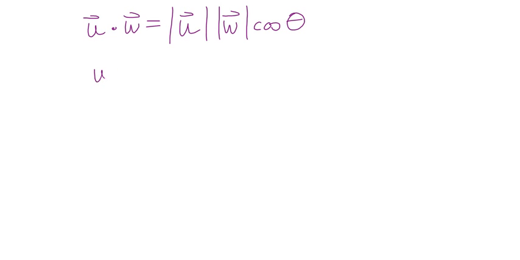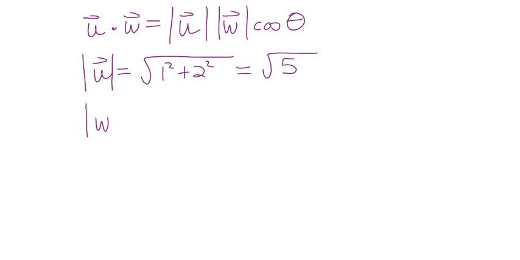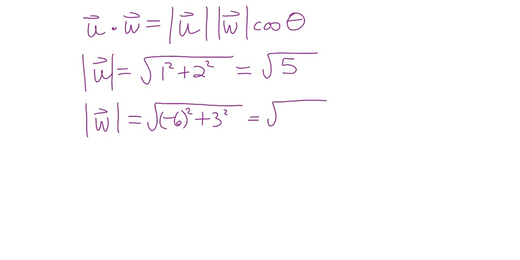The magnitude of U is the square root of 1 squared plus 2 squared, which is root 5. Better write that in. The magnitude of W is the square root of, what was W? Negative 6 squared plus 3 squared, which is the root of 45. Root 45, which is 3 root 5. Good. Reducing radicals.